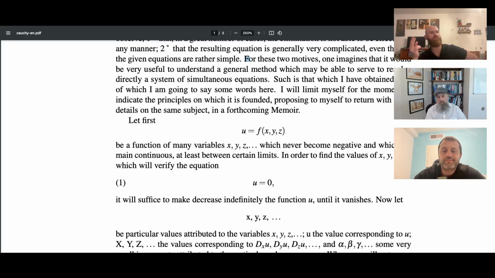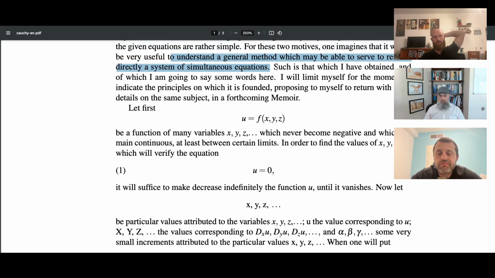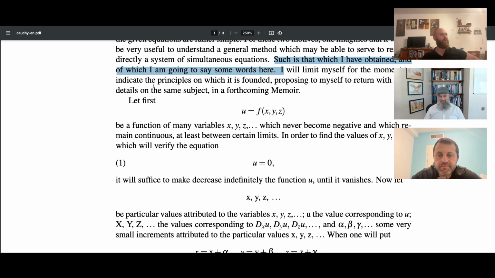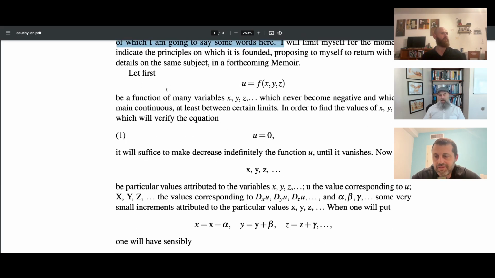He says for these two motives, meaning the one equation maybe is too complex, one imagines that it would be very useful to understand a general method which may be able to serve to resolve directly a system of simultaneous equations. So now he's trying to talk about his idea. Such is that which I have obtained, and of which I'm going to say some words here. I will limit myself for the moment to indicate the principles on which it is founded, proposing to myself to return with more details on the same subject in a forthcoming memoir. Okay. Cool. I have a comment here.